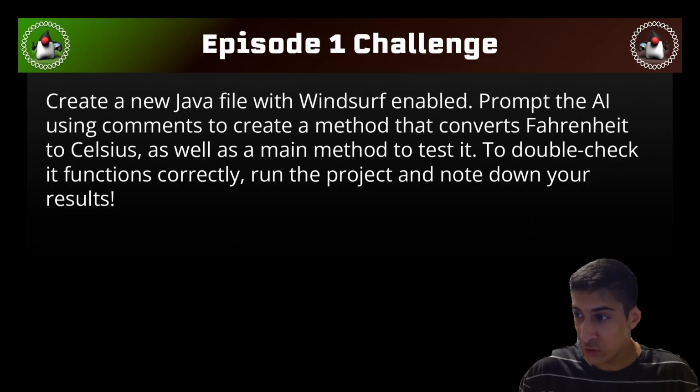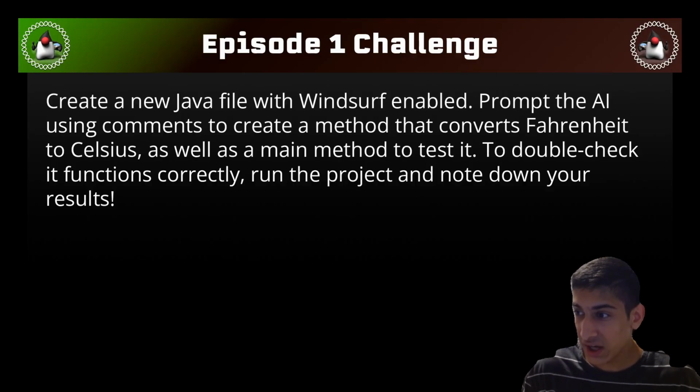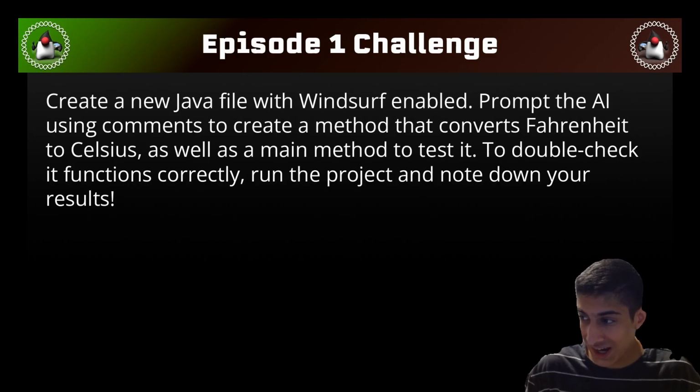So in this challenge, you want to create a new Java file, and inside that Java file, prompt the AI using comments to create a new method that converts a temperature in degrees Fahrenheit to degrees Celsius, and create another comment asking it to create a main method to test the method you just created. And then feel free to run the project and note down your results to double check that the project functions correctly.